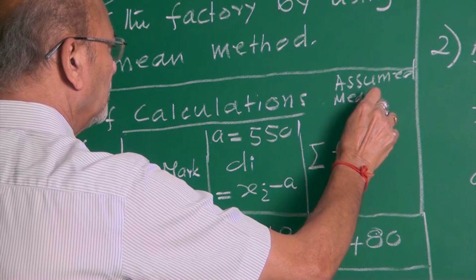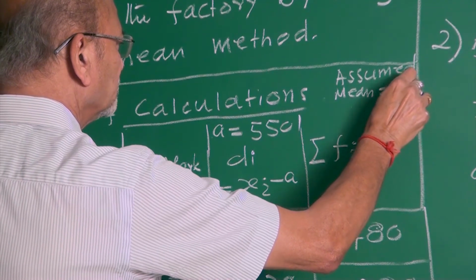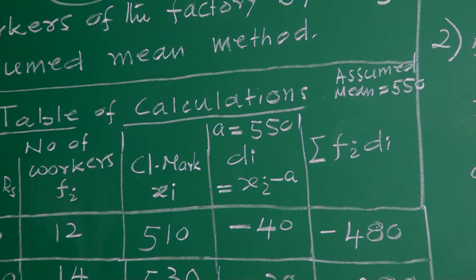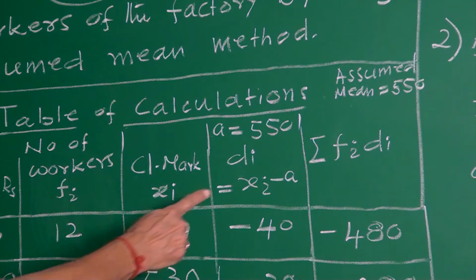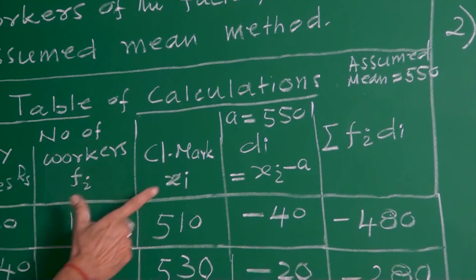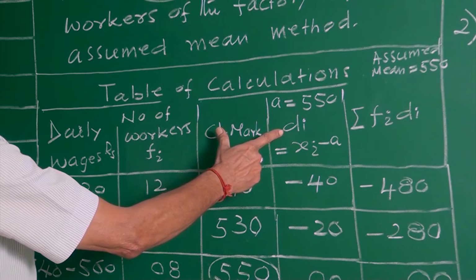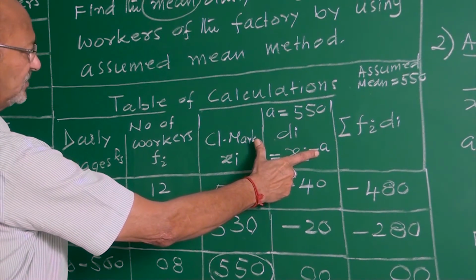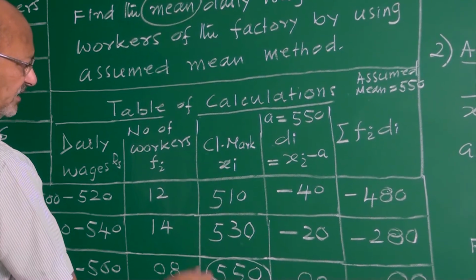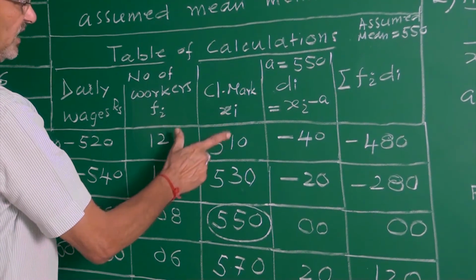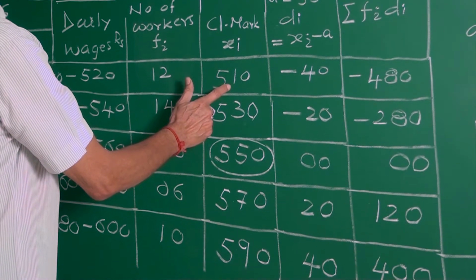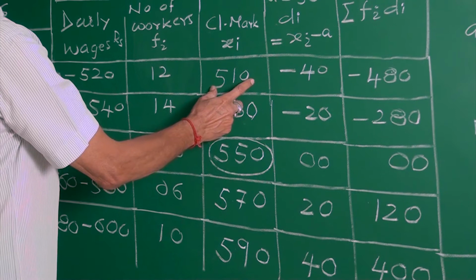Assumed mean is 550. That is the middle value, the midpoint of this distribution. After finding A, what must you go for? For each class, find di. What is di? Xi minus A. These are the Xi: X1, X2, X3, X4, X5. This is X1 minus A.